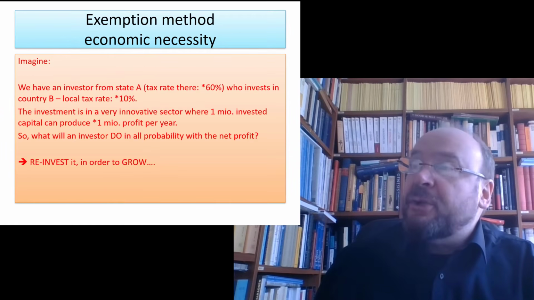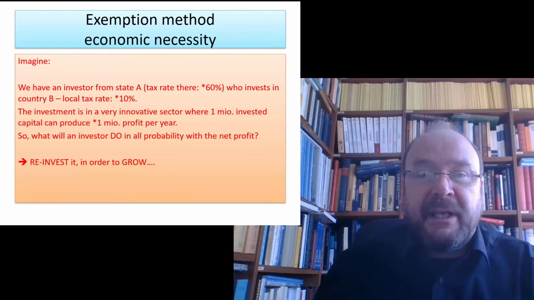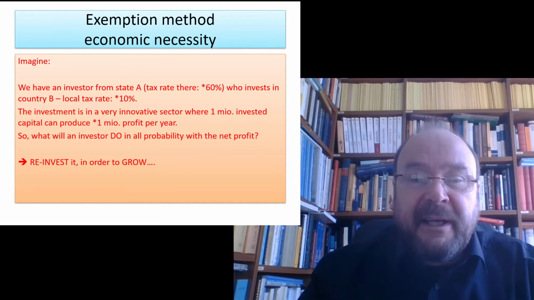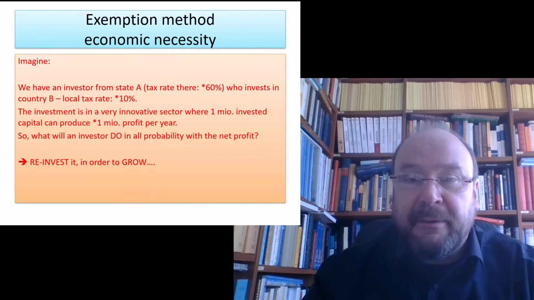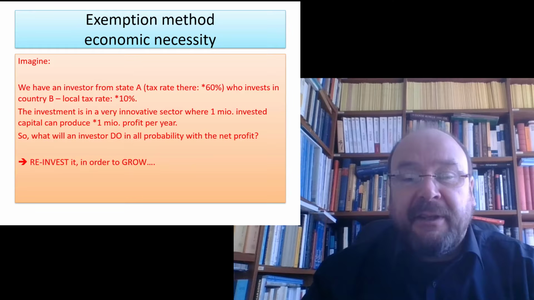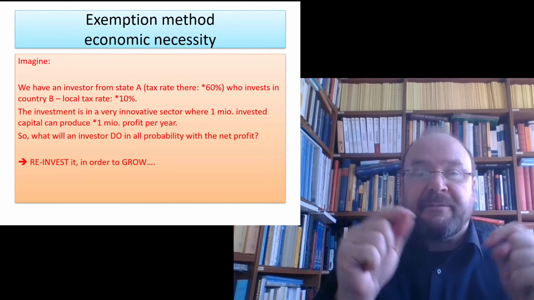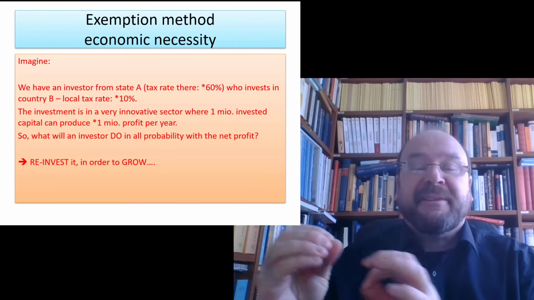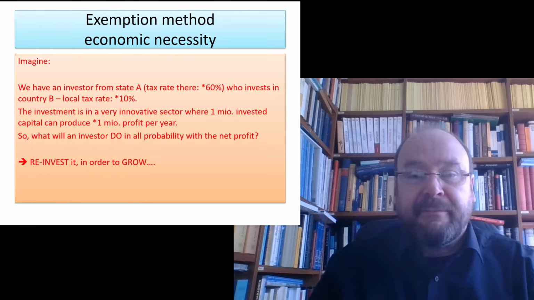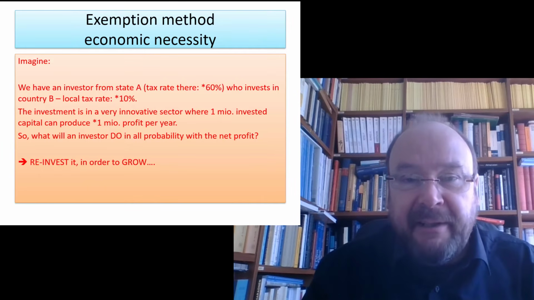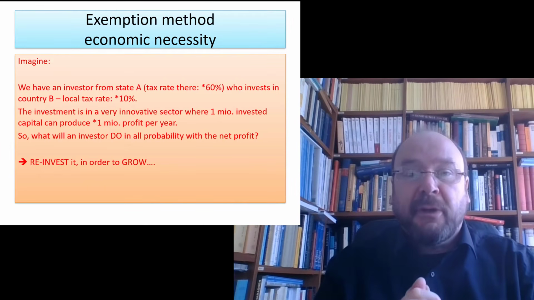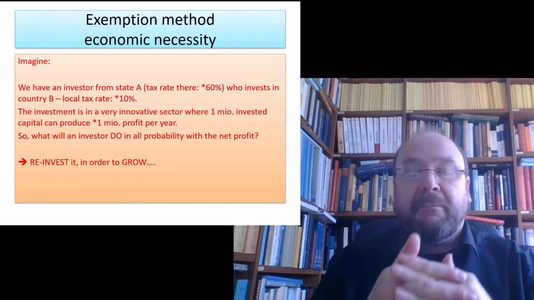That can be best shown by an example. Imagine that we have an investor from state A, and state A has a home state rate of 60%, just to make the example especially nice. Now that investor from state A invests in state B, where the local tax rate is 10%. And the investment is really great. So you can invest 1 million, and after 1 year you have 1 million of profit. So a 100% profit rate. So that would be highly attractive to make it possible for your people to take part in that market.